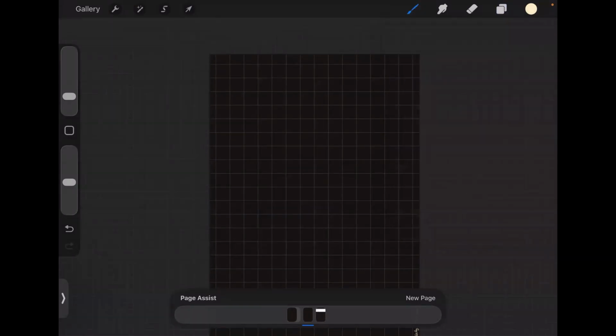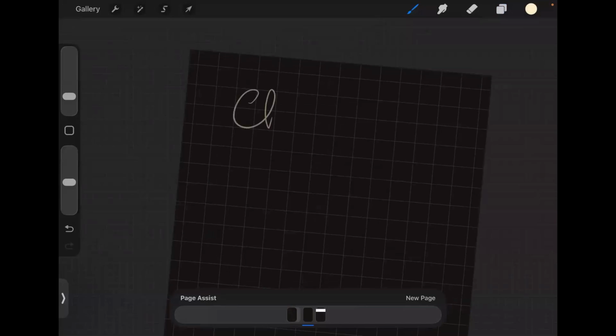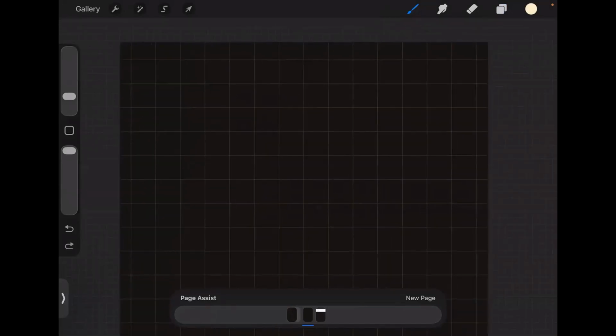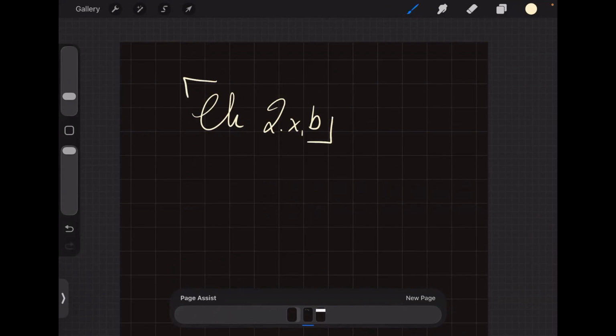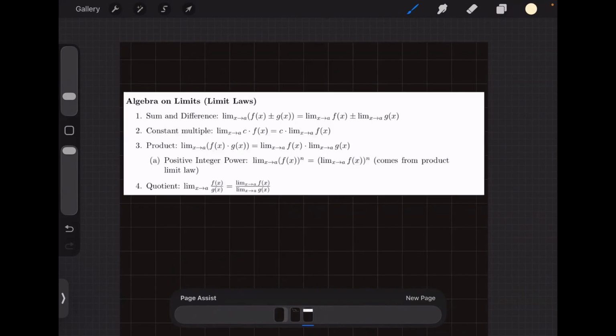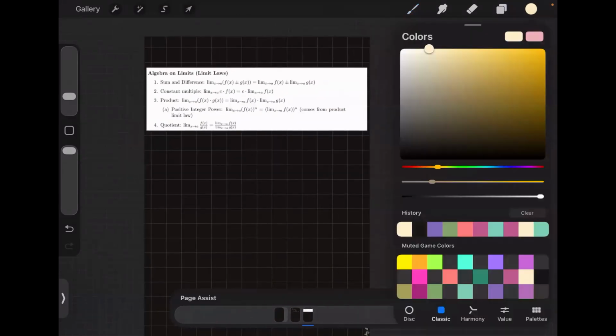Okay, this is going to be chapter 2.x sub 1b, which is going to be limits part 2, limit laws. Okay, so these are the limit laws. I'm not going to write it out.